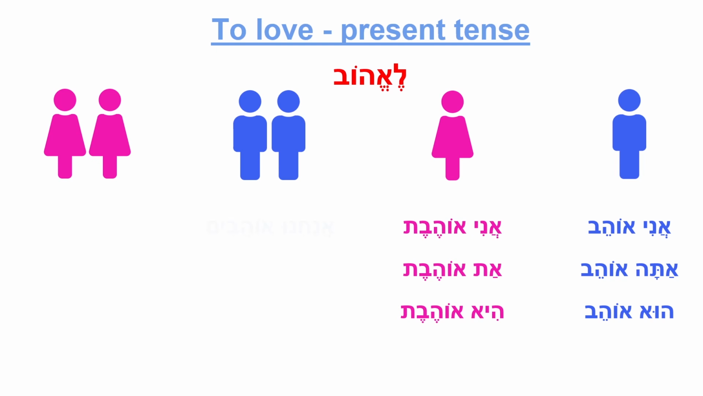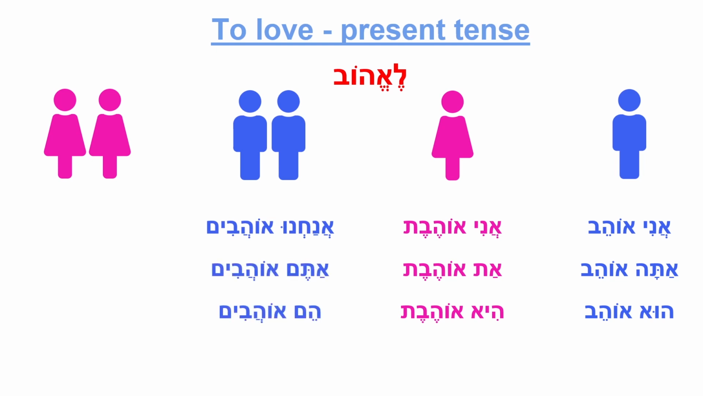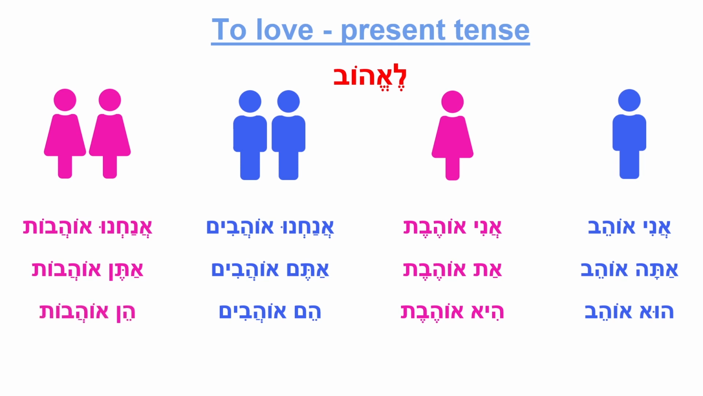Masculine plural. Anachnu ohavim, atem ohavim, hem ohavim. Feminine plural. Anachnu ohavot, aten ohavot, hen ohavot. Ohev, ohevet, ohavim, ohavot.